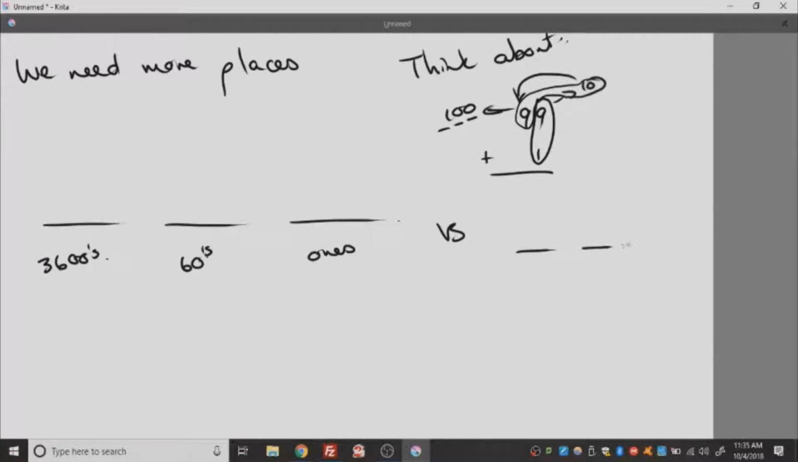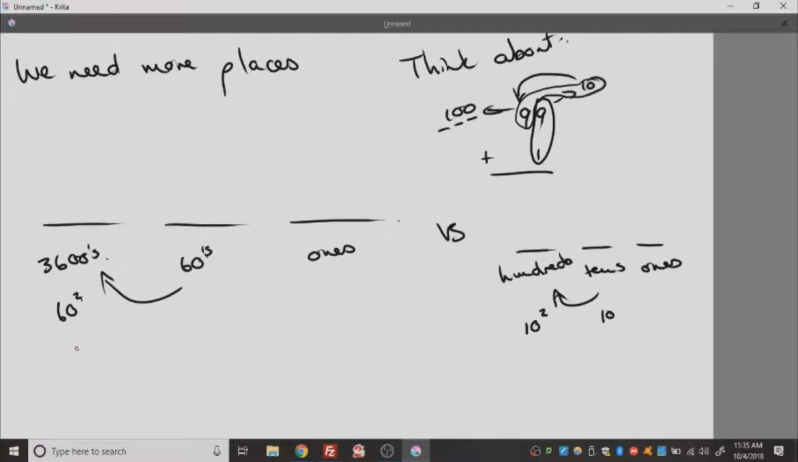Think decimal. Decimal counts ones, tens, hundreds, and so on, right? What is the link between a 10 and 100? Why 100? That's not random. 100 is 10 groups of 10, or 10 times 10, 10 squared. What is the link between 60 and 3,600? 60 squared. It's very similar, except where we count in tens, they count in 60s.